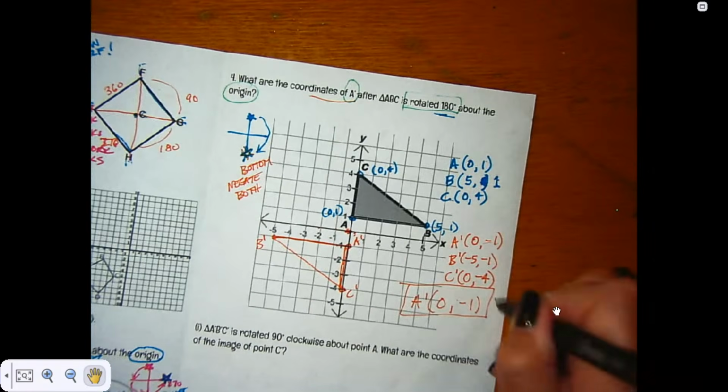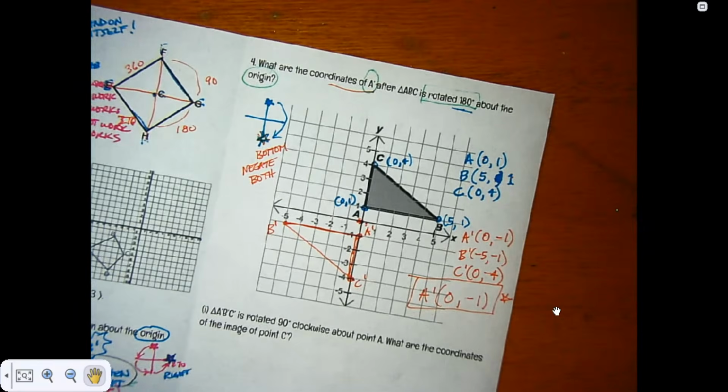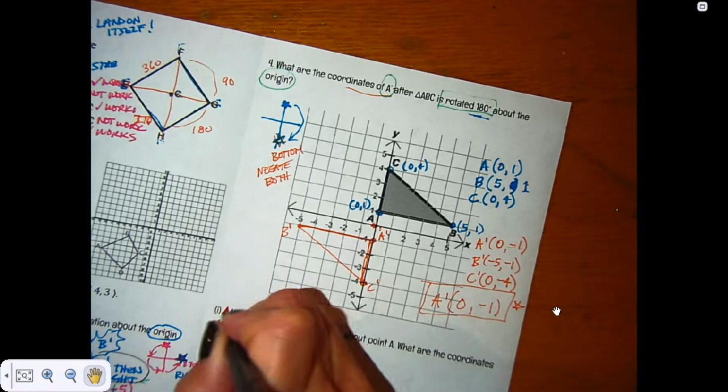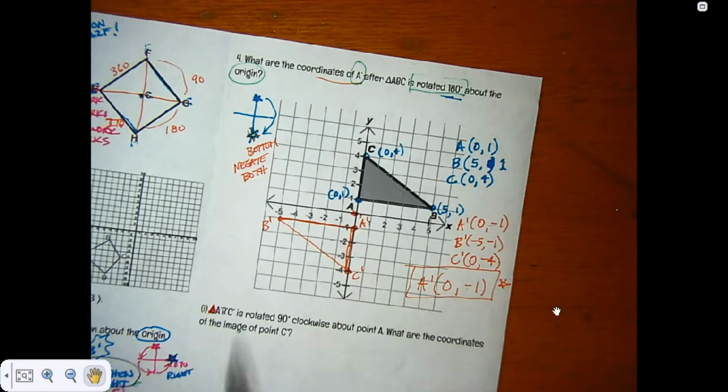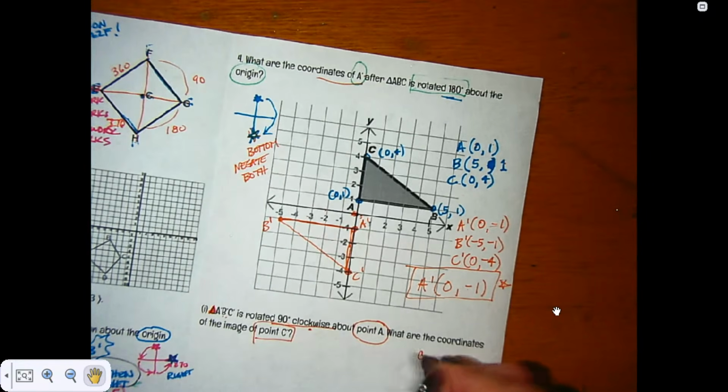Boom. Okay, there is a next part to this one. It says triangle A prime, B prime, C prime. That's the orange guy. See how he's color-coded? That's the orange guy. If that orange guy is rotated 90 degrees clockwise about point A. We're going to need a fake axis, aren't we? About point A. What are the coordinates of the image of point C?